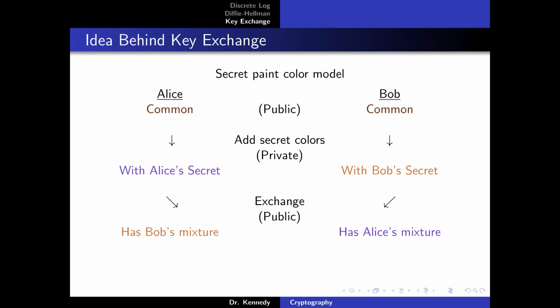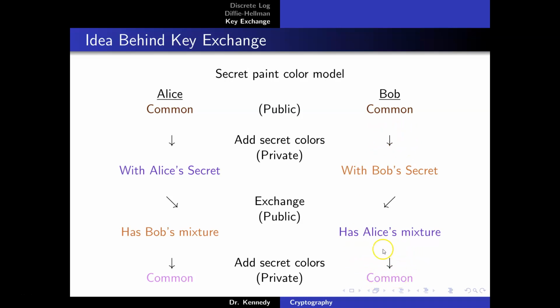But then they exchange those mixtures. Alice sends her mixture to Bob. Bob sends his mixture to Alice. So now Bob has hold of this kind of purple mixture, and Alice has the orangish one. Then they do what they just did again. They add their secret colors. Whatever Alice added here, she adds again. Whatever Bob added here, he adds again.